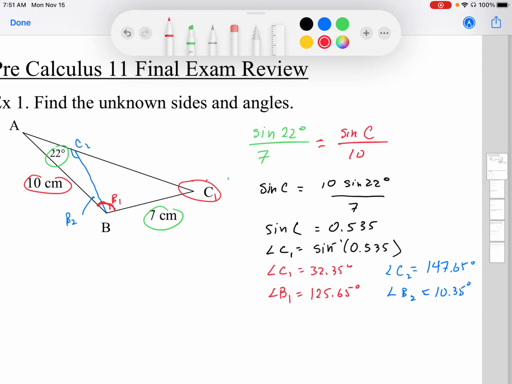Okay, so then we have to figure out the length of B1 and B2. So the length of B here is that short side. And the length of B, we can do as this side as well. So that would be B1 and this would be B2. We'll do B1 first, and we're going to use the sine law to find the length of B1. So we have the angle now. So we're going to go side B1 divided by the sine of the angle.